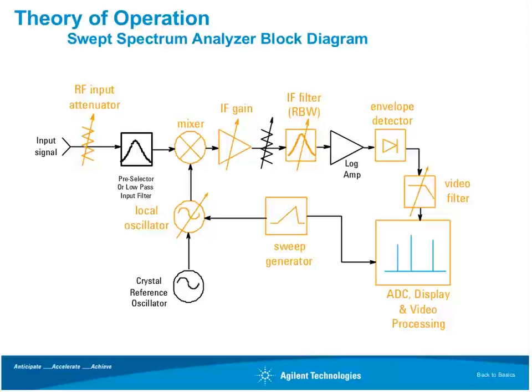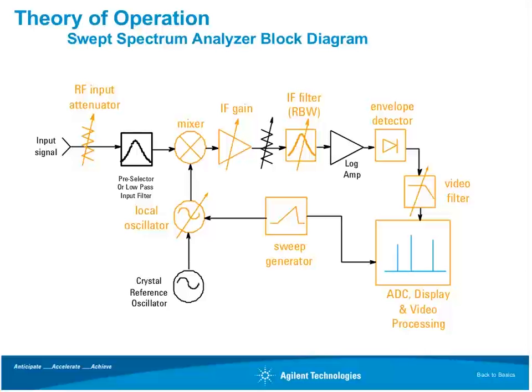And once we're in the IF, we'll have some combination of gain and attenuation to give us level control within the IF. And then we hit a very important part of the instrument, which is the IF filter, also called the resolution bandwidth filter. And again, this gives us the ability to resolve the signal as appropriate for the signal we're looking at.